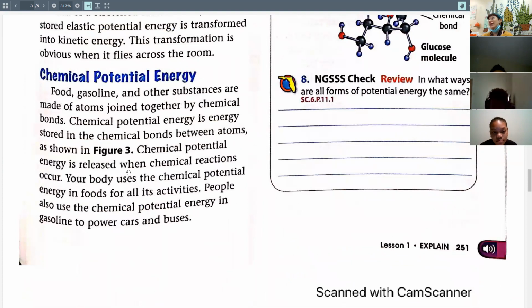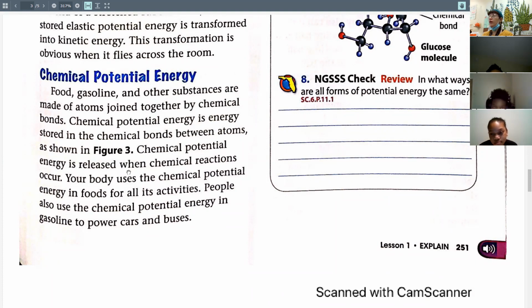This one is my favorite. Chemical potential energy. It's your favorite too. And from here on out, I will not give you snack unless you ask for it properly. You must call it chemical potential energy from here on out.